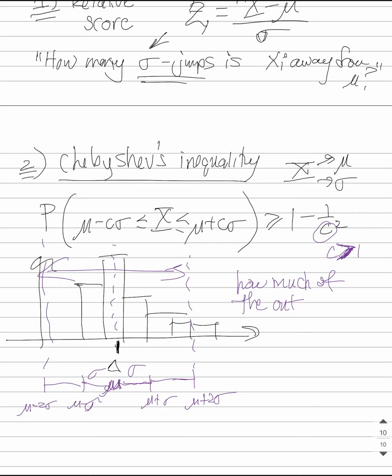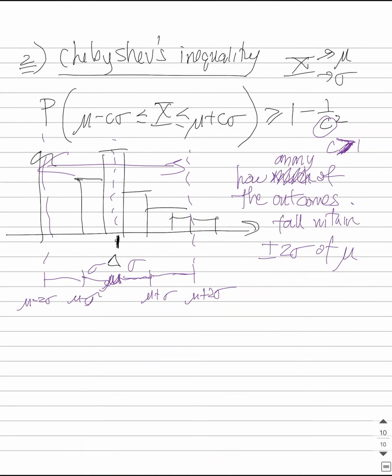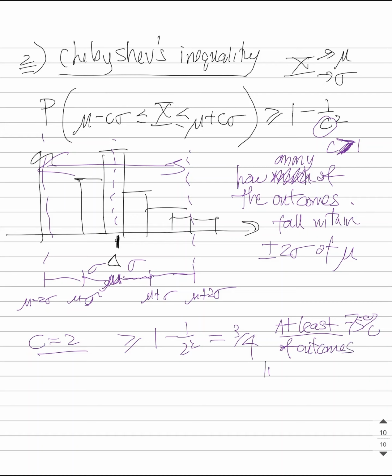And how much of the outcomes, what proportion of the outcomes, fall within plus or minus 2 sigma of the mean? Well, Chebyshev's theorem, or inequality here, tells us that. So when c is equal to 2, the proportion is going to be 1 minus 1 over 2 squared, so 3/4. And that means at least 75% of the outcomes live within 2 standard deviations of the mean. So this is kind of a powerful result.